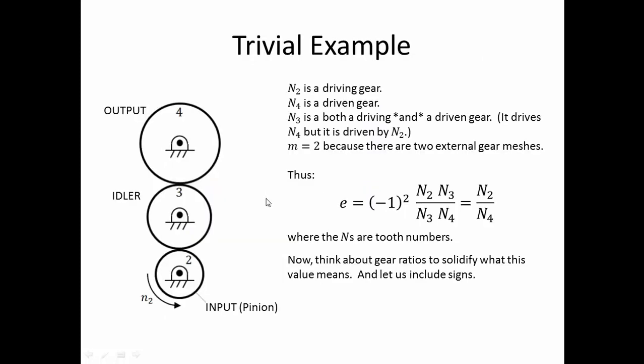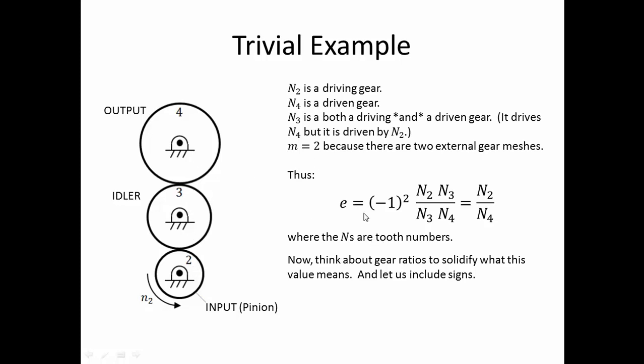Let's do a trivial example. Here I've got an input gear 2 feeding an idler gear 3, feeding an output gear 4. So gear 2 is a driving gear. Gear 4 is a driven gear. The quirky thing here is that N3, gear 3, is both a driving and a driven gear because it drives 4, but it is driven by 2. There are 2 external meshes here, the one between 2 and 3 and the one between 3 and 4.